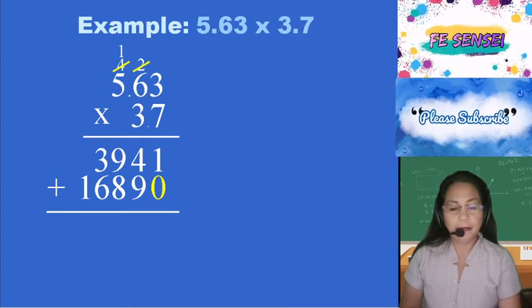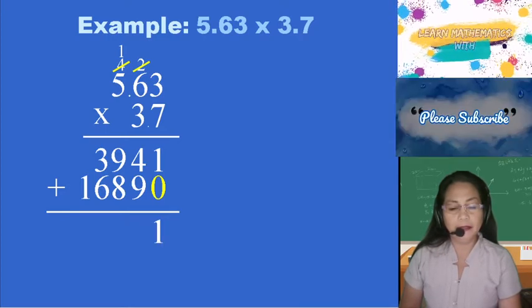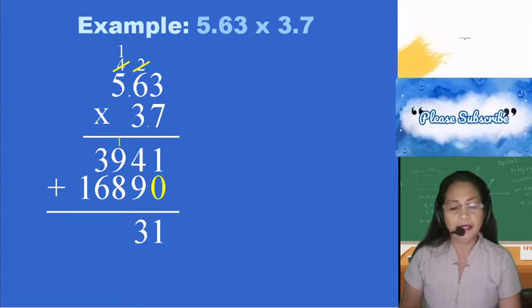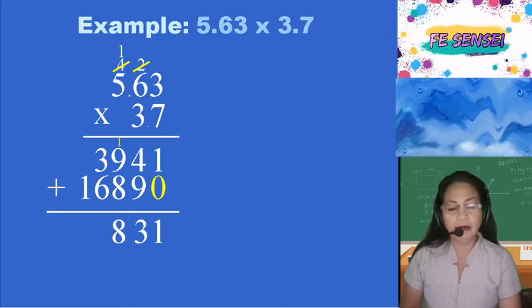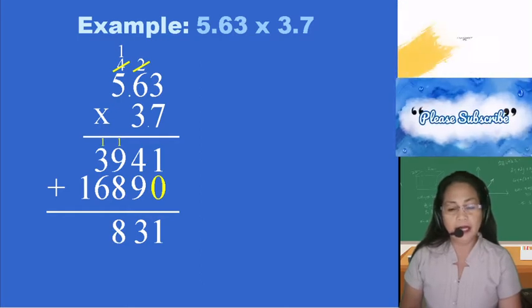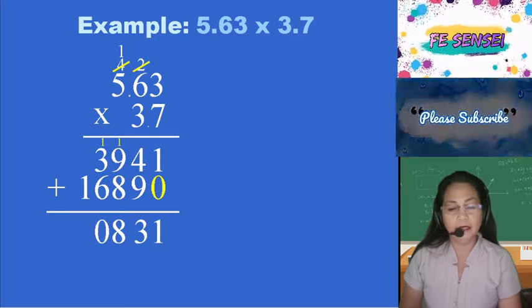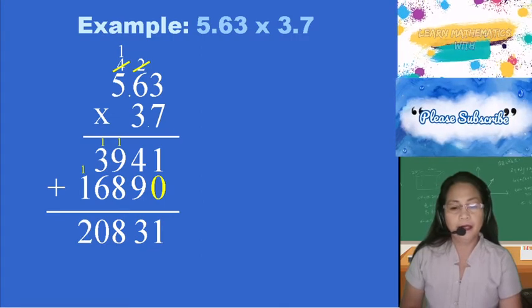1 plus 0 equals 1. 9 plus 4 is 13. Carry 1. 9 plus 1, 10 plus 8, it's 18. Carry 1. 1 plus 3 is 4. Plus 6 is 10. 0. Carry 1. 1 plus 1 is 2.